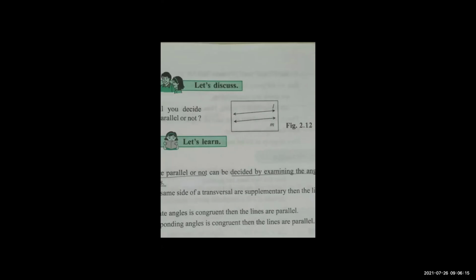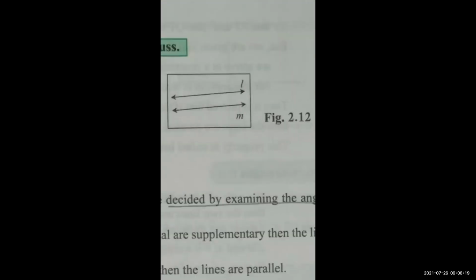Now here is the test of parallel lines, that means when we can say that the given two lines are parallel to each other. These are the two lines.